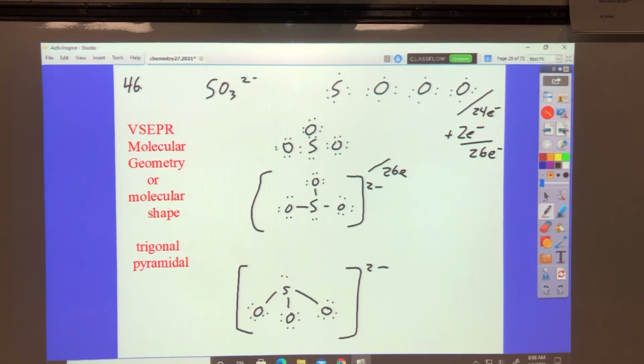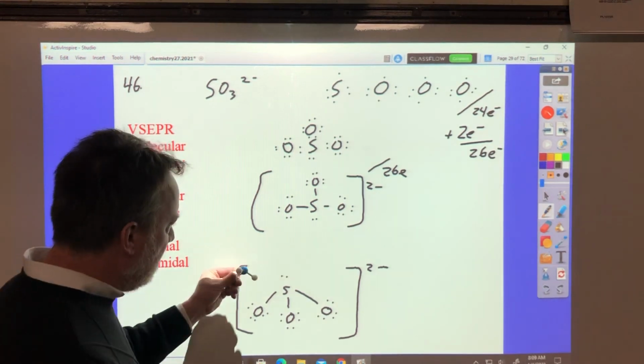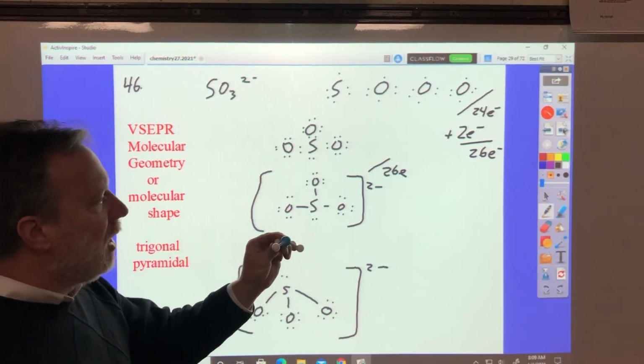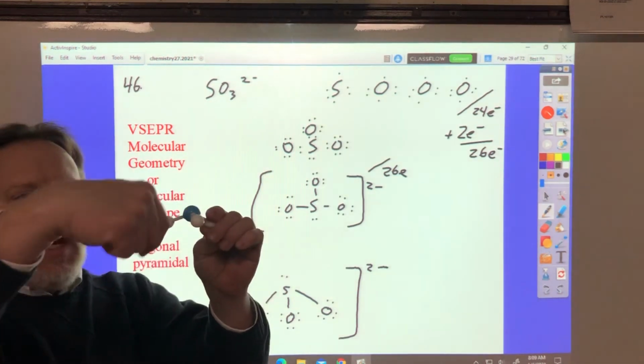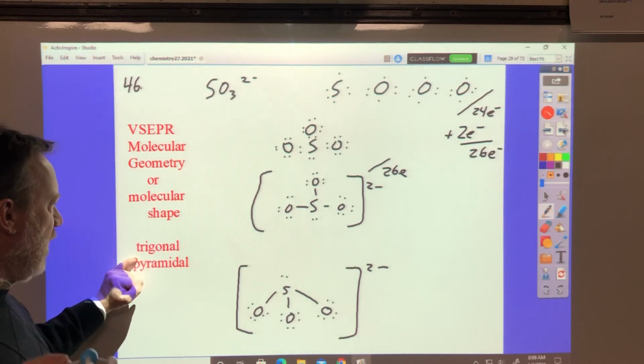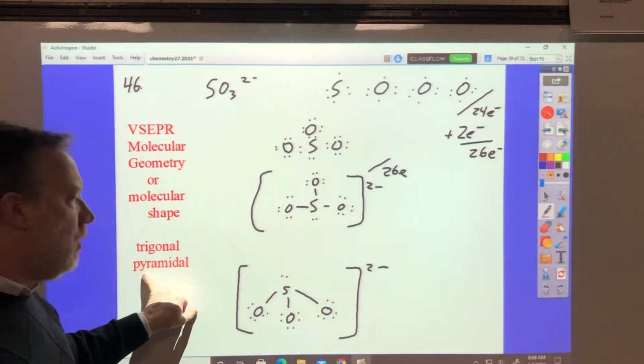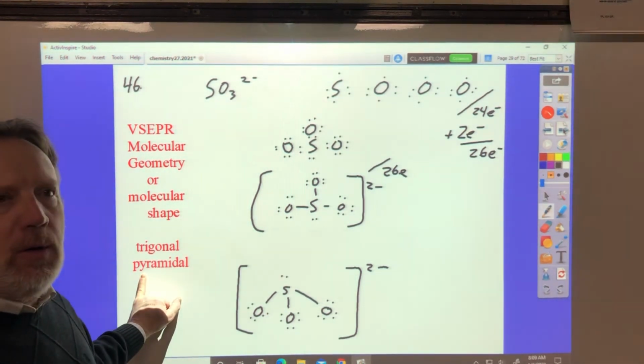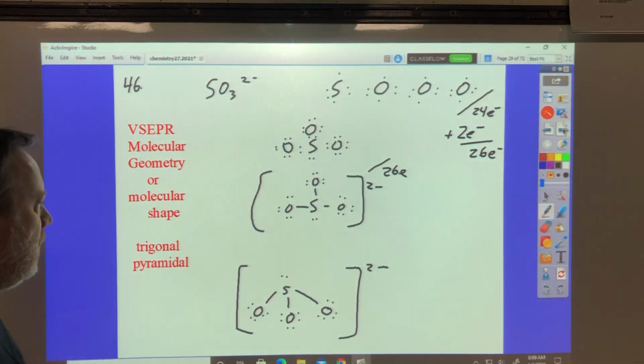I'm going to qualify this by saying I want to check it, because this sure looks a whole lot like ammonia. Okay, but it's an ion. So it's going to look like this when it's done, because you don't see that lone pair. And you have one down here, down here, down here. So that is trigonal pyramidal.